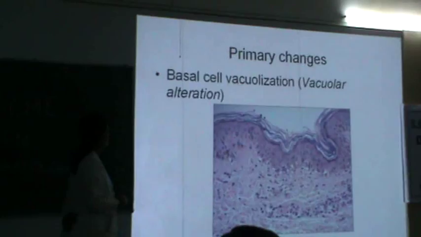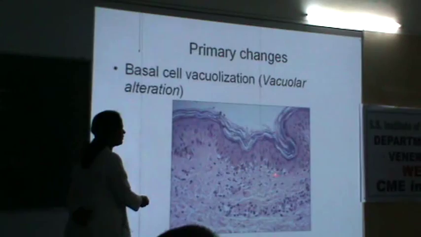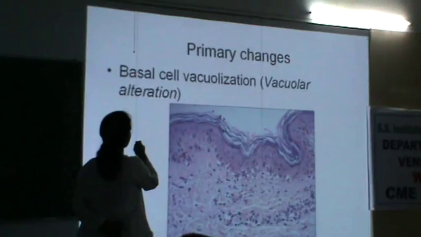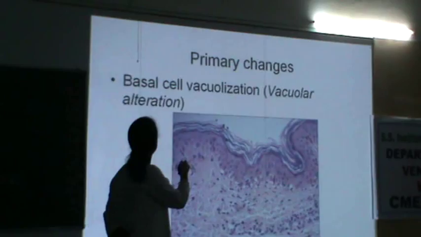So primary changes, you all remember the first slide where the basement membrane was seen with a special stain. Now just look at the basement membrane. Can you identify the basement membrane here? No, it is not that detailed. So what else is there in its place? There are some spaces, the vacuoles. So the first thing is basal cell vacuolization. That is the vacuolar alteration.